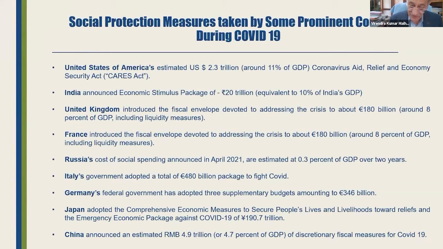Italy's package was 480 billion euro. Germany's was 346 billion euro. And we could see Japan's 191 trillion yen. And 4.7% of GDP was China's package to fight COVID-related things. And that included economic measures as well as social protection.